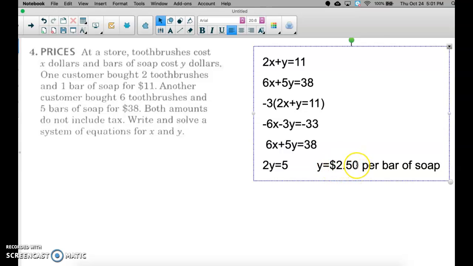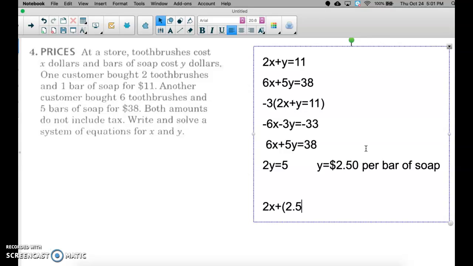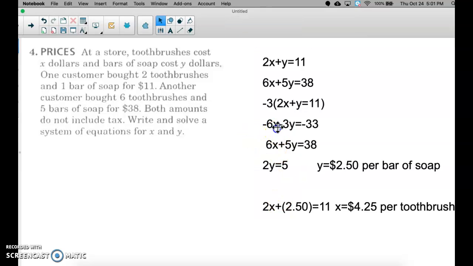We can also just then take this 2.50, plug it back into the equation up here. I'm actually going to show you that. So 2x plus the 2.50 for y equals 11. And then when we solve this, we get x equals 11 minus 2.50 divided by 2, which is going to be 4.25 per toothbrush. So in this case, we are totally okay with decimals.